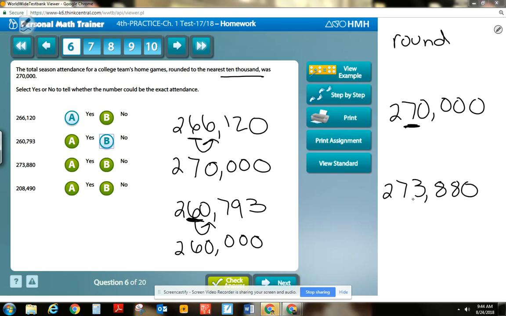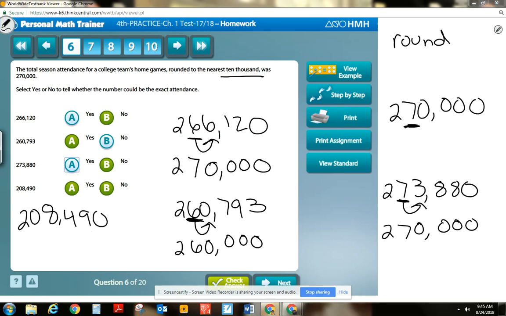273,880. 10,000s place, I look to the right. 4 or less, I let it rest. Let the underlined digit rest. So then I just hold the place value. You notice how I put my rounding right underneath? So this was a yes. They match.